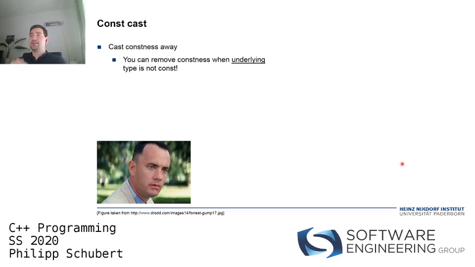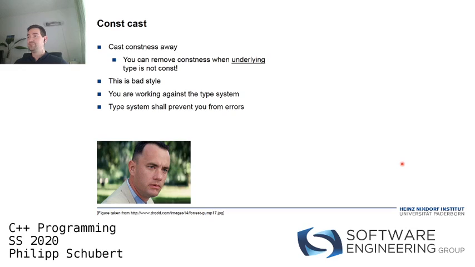And you can cast constness away, or you can remove constness when the underlying type is not const. So what does it mean? Maybe let's have an example. First of all, maybe let me tell you that this is also considered bad style, so you shouldn't do that. You should not work against the type system, because the type system is the thing that should prevent you from making errors. Exactly. So yeah, only please use it in some rare or extreme situations.